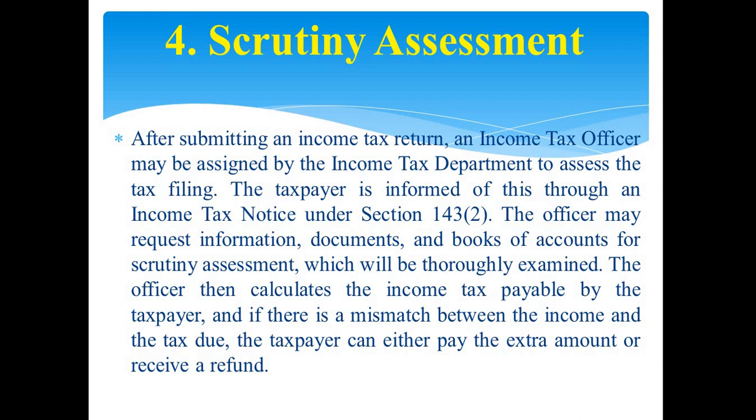If the income tax department finds any variation, then they may issue a notice to the individual taxpayer. And not only do they issue the notice related to requesting information, they may also ask for documents or books of accounts related to the scrutiny assessment. So the officer himself calculates the income tax payable by the taxpayer. If there is any mismatch between the income and the tax due, the taxpayer can either pay the extra amount or receive a refund.